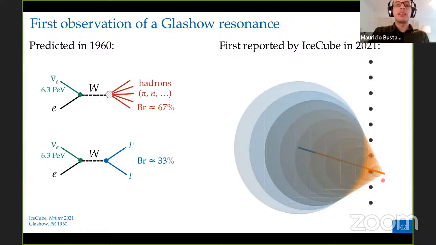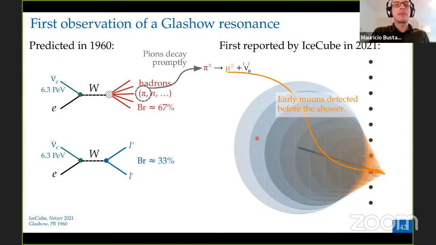And what you see here is one of these events. A ν̄e interacted with an electron, not a nucleon, but an electron. And then what is seen here is a representation of the Cherenkov front created by these final state muons that appear over here when the pions decay. So there's a hadron shower created by the decay of the W, and that shower contains muons, and the muons are moving, as I said, faster than the speed of light in the medium and creating a front here. And that front has been detected.